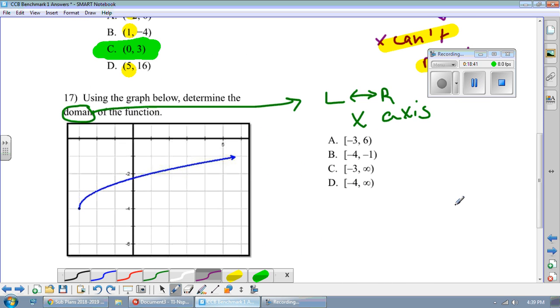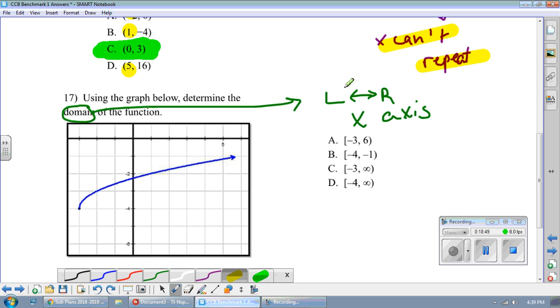Number 17. Using the graph below, determine the domain of the function. The domain means left and right on a graph. So how far to the left does the graph go? How far to the right does the graph go? We read the numbers off of the x-axis because the x-axis is that axis that runs left to right. So when we look at this graph, how far to the left does the graph go? Looks like right here is the farthest to the left. On the x-axis, that is the point -3. So it's going to be one of these possible choices that start with -3.